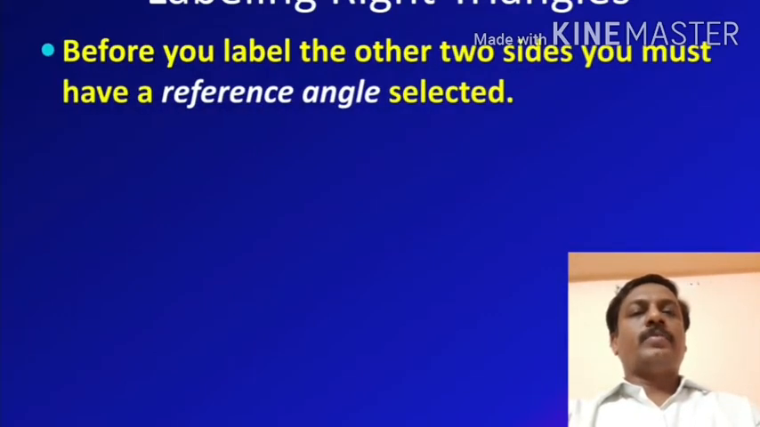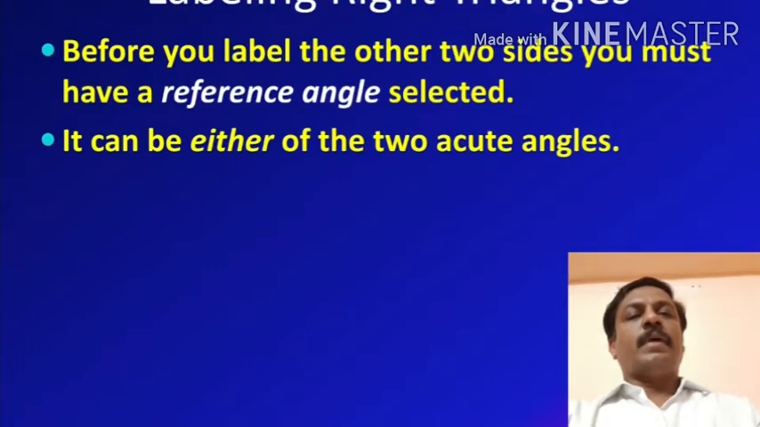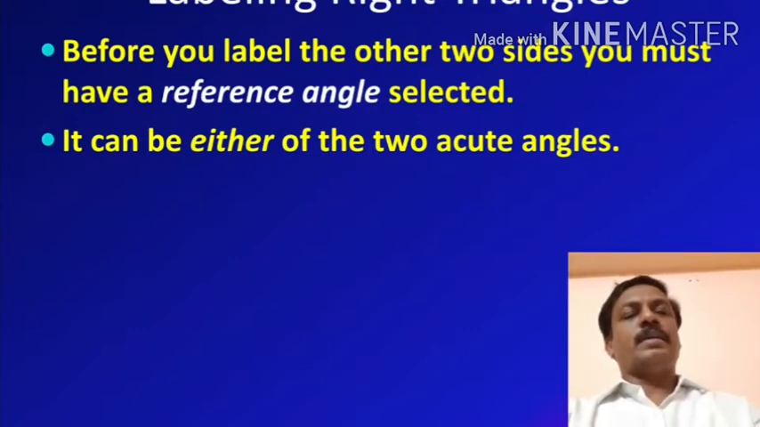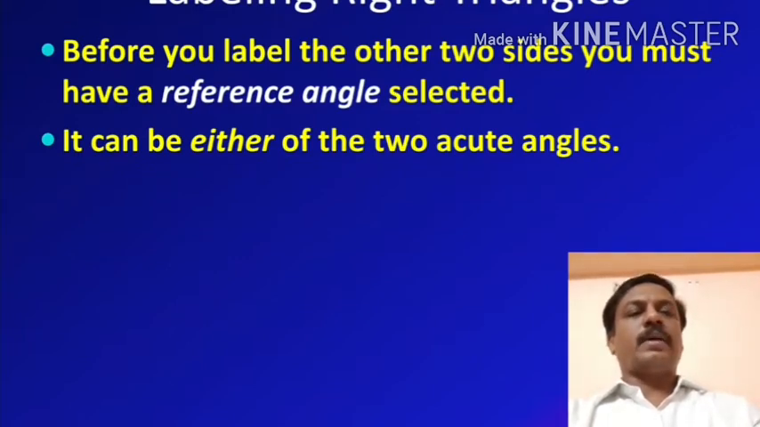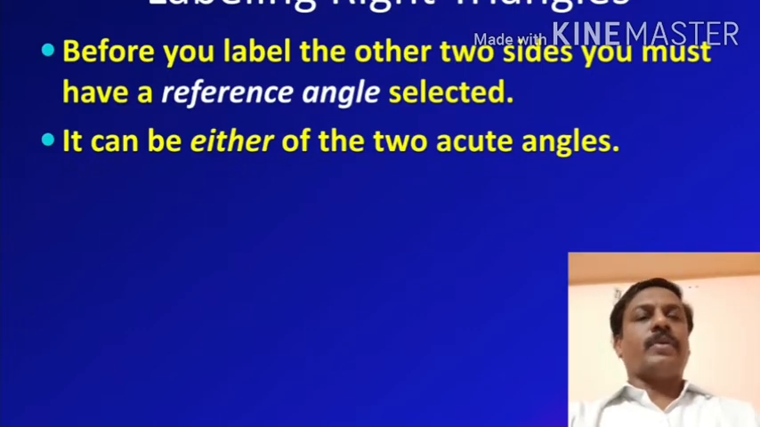Now let us see how to name the other two sides. Okay, so before that, to name the other two sides, first we have to take one reference angle. Before we label other two sides, you must have a reference angle. It can be either of the two angles. So already the side opposite to the right angle is named as hypotenuse. Okay, now to name the other two sides, we take one reference angle. So that reference angle may be any of the remaining two angles. Okay, the remaining two angles will be acute angles.